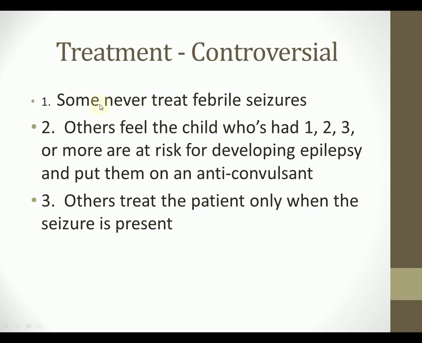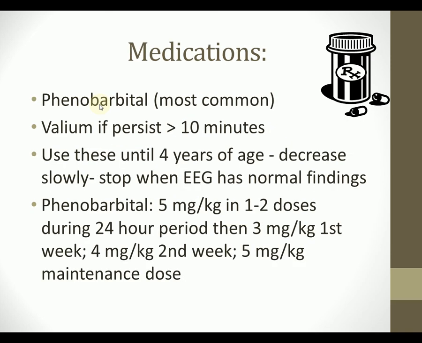Some, as far as treatment, that's controversial. We have some who won't do anything with febrile seizures. We'll have some that do treat it because they're having frequent seizures. And then we'll have others that only treat when the seizure is present. So it just varies. One of the main meds we give is phenobarb, Dilantin, of course, Valium if it persists greater than 10 minutes. Again, at about age 4, they start decreasing these if they do put them on there because the EEG findings until they become normal. And with the GABA maturing at about that age, we do find that if it was abnormal, it may convert.